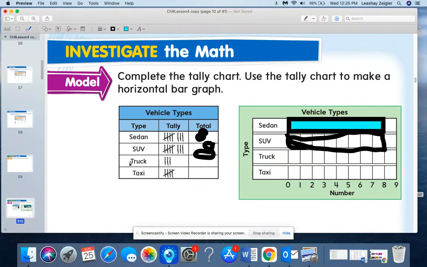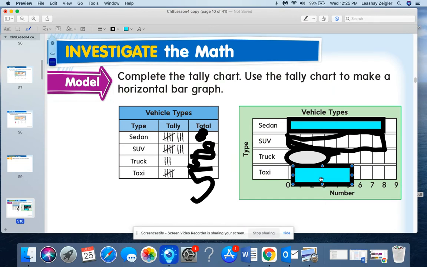And then we have trucks. We have 3 trucks. Okay, so we're going to go to trucks, and we're only going to go to 3. And then the last one is a taxi, and that's 5. And taxis, you would go out here to your 5. And you would color these in.